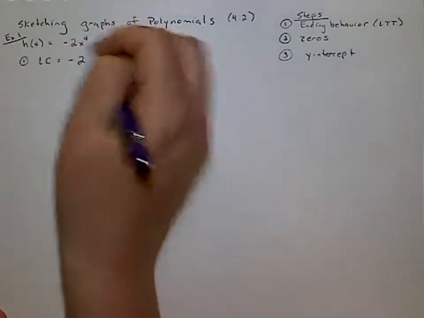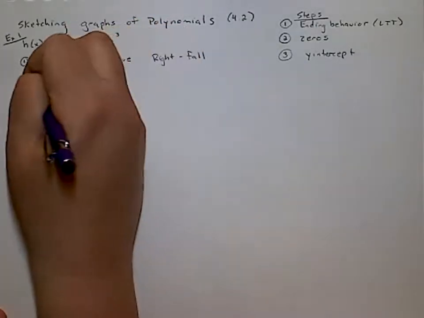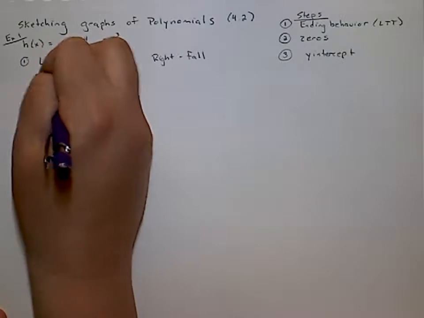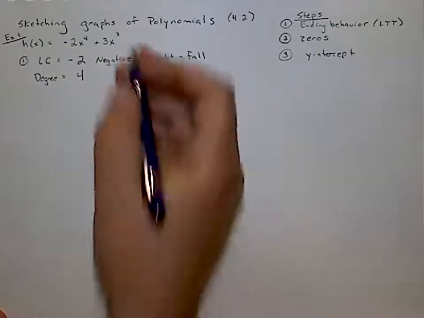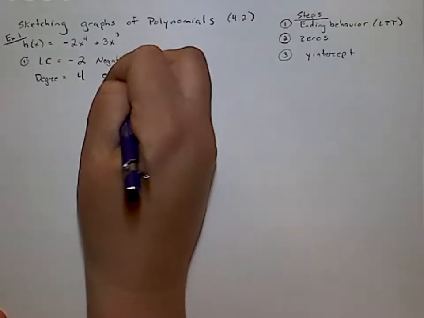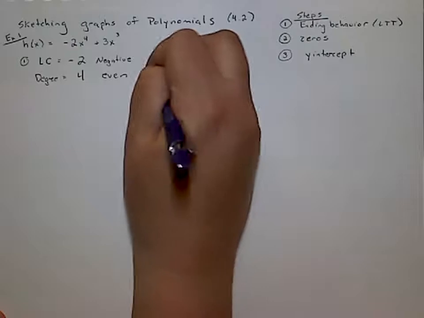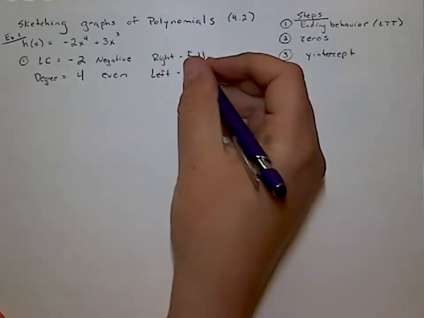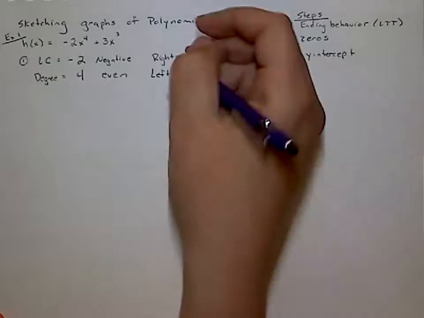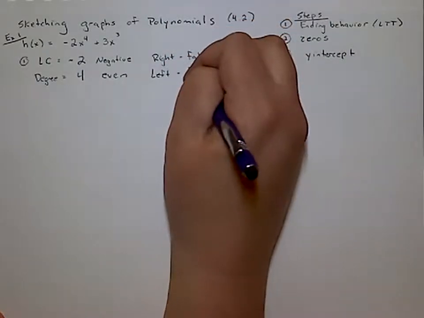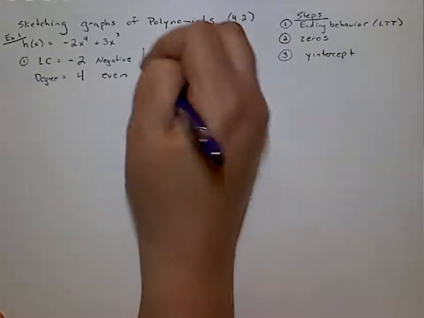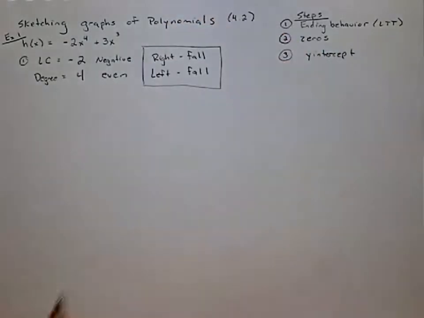Then I take a look at the highest degree. Our highest degree is 4. Now, what matters about the degree is that it is even. What that means is that our left side is going to do the same thing as our right side. So if our right side falls, our left side is also going to fall. So that's important information right there. Our ending behaviors: our right side falls and our left side falls.